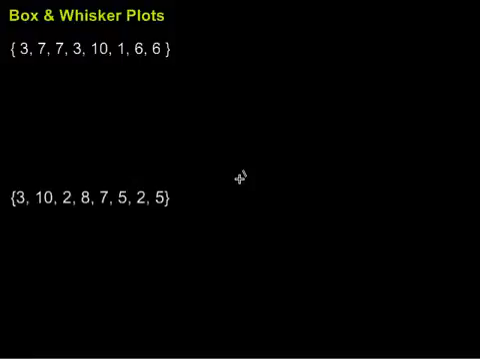In this video, we're going to take a look at creating box and whisker plots. To create a box and whisker plot, what we need is 5 different values. We can get those from our set of data. The 5 different values that I need are the minimum.